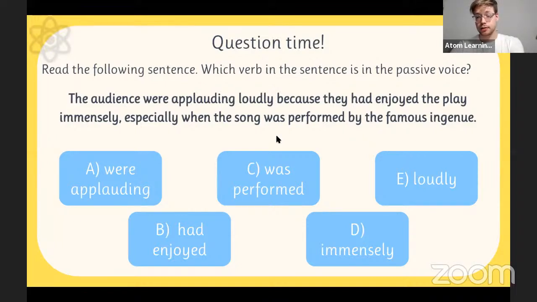Eleanor, really good work on the last extension activity with telling me the subject, the verb, and the object. Tegan, "Jonas bought the coffee" would make that sentence into the active voice. Well done.